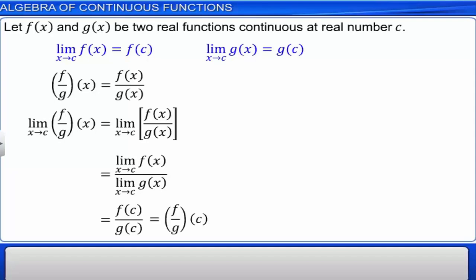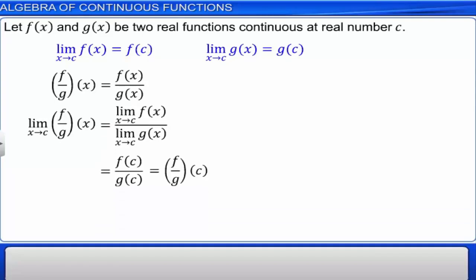Hence, f divided by g is continuous at x = c, provided g(c) is not equal to 0.